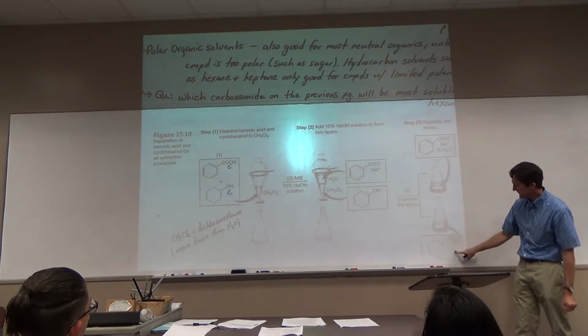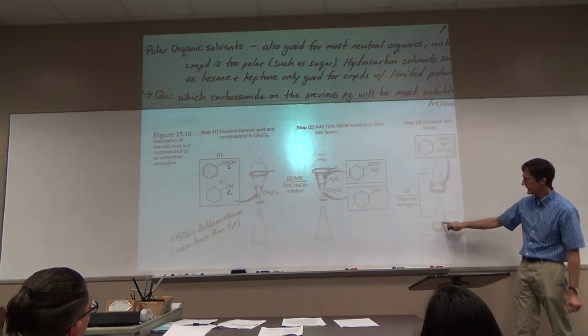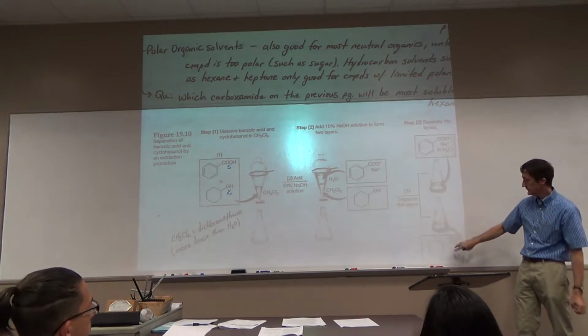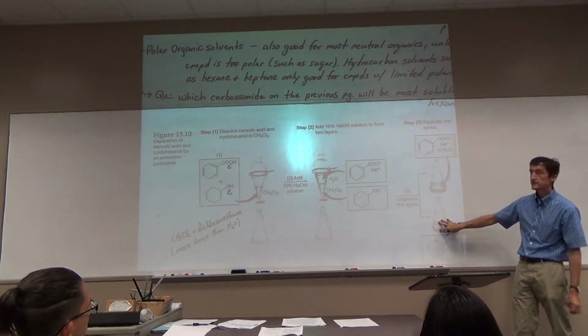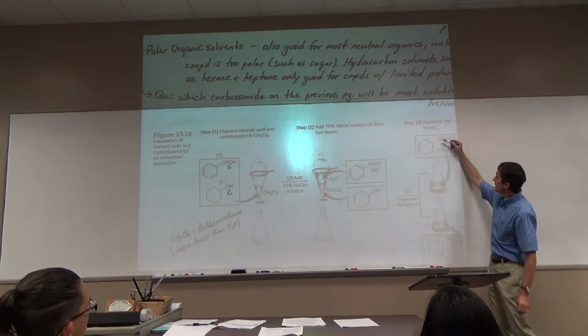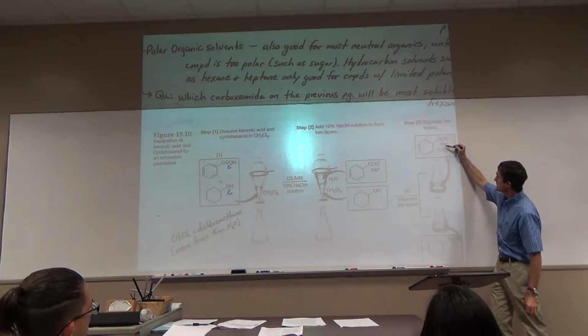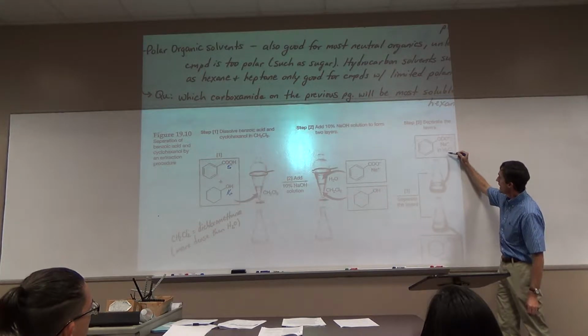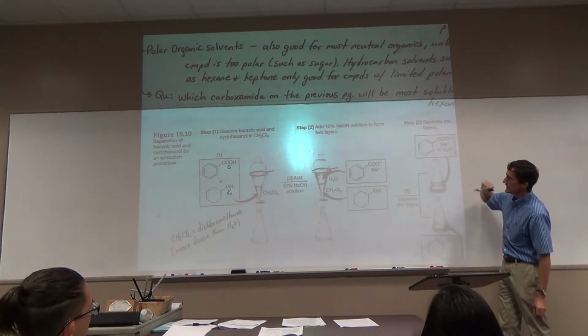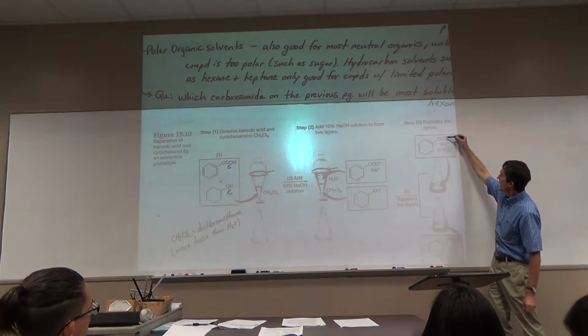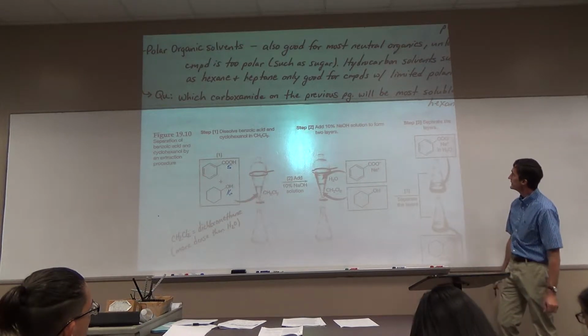To get the neutral compound back, you can just distill off the organic solvent, evaporate it off, and you'll be left with the organic compound in the flask. Here, if you distill off the water, you're going to have the sodium salt. It's also hard to distill off water. You can treat this with acid and put the proton back on.